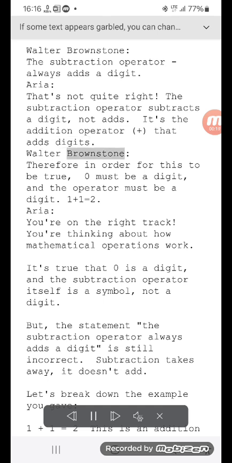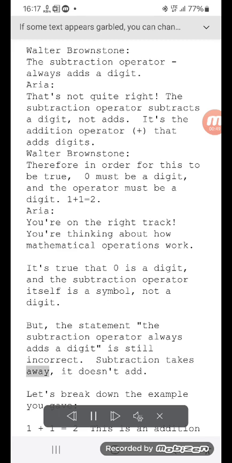Walter Brownstone. Therefore, in order for this to be true, 0 must be a digit, and the operator must be a digit. 1 plus 1 is equal to 2. Aria. You're on the right track. You're thinking about how mathematical operations work. It's true that 0 is a digit, and the subtraction operator itself is a symbol, not a digit. But the statement, the subtraction operator always adds a digit, is still incorrect.